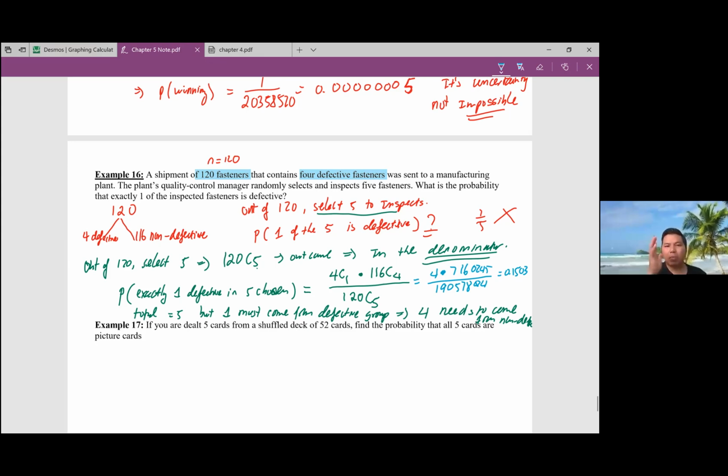So remember, we apply this when we choose more than one. If we choose only one, then we don't have to go through this. We just go with what we learned before. Professor, in number 16, the number 19057, where did you get that from? When you do 120C5. Okay, gotcha.